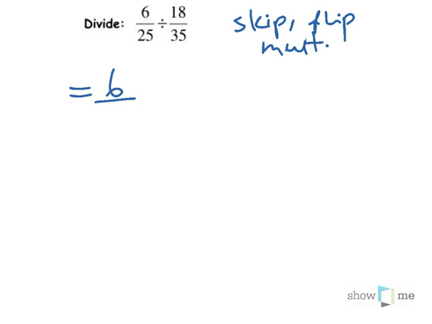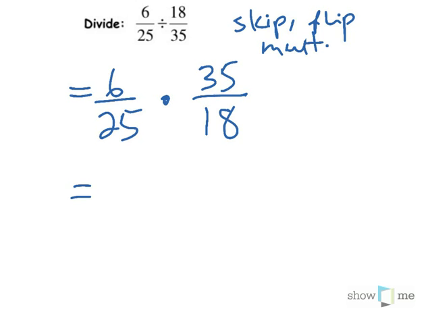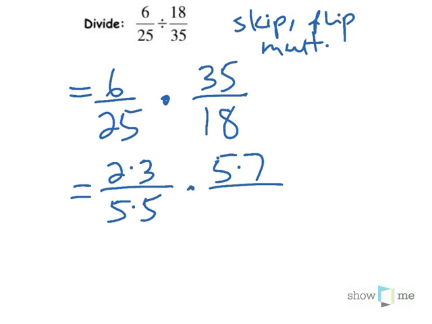So that 6 over 25 is the skip, it's going to stay right there. That 18 over 35 is going to be flipped, so it's going to be 35 over 18, and I'm going to multiply instead of dividing. Once I'm here, I can go ahead and do the same thing I was doing with multiplication. Just break the 6 up into factors. Factors of 6 are 2 and 3. Break the 25 up into factors. Break the 35 into factors. And break the 18 into factors.